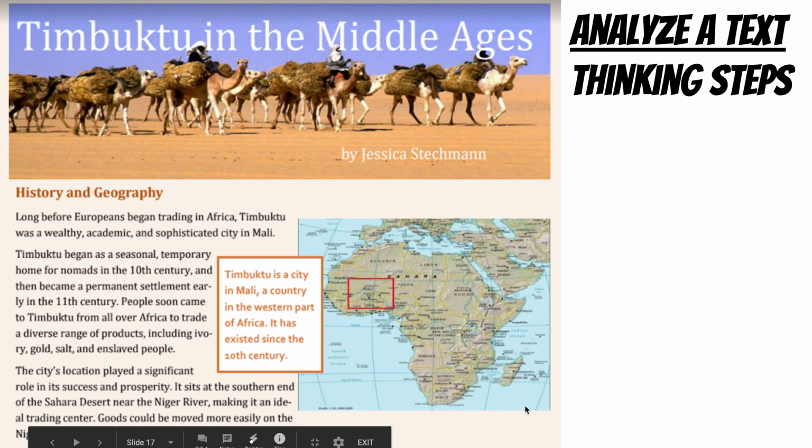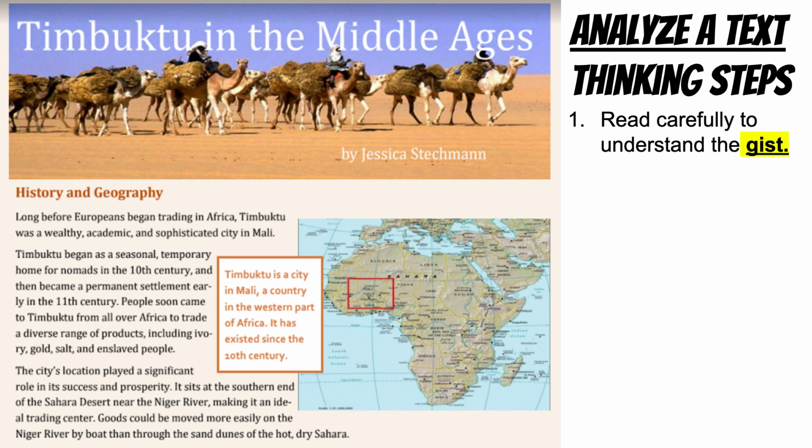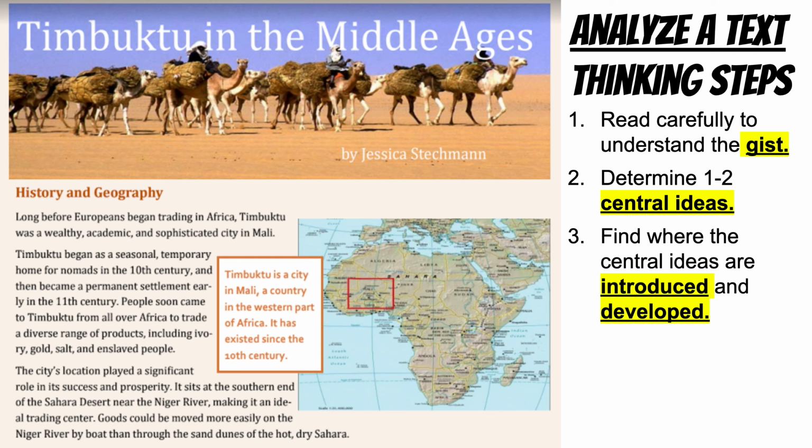We're going to talk about how to analyze a text. Let's start by reviewing our thinking steps. First, we have to read carefully to understand the gist. Next, we have to determine 1 to 2 central ideas. We have to find where these central ideas are introduced and developed in the text, and then we have to use quotes to explain.